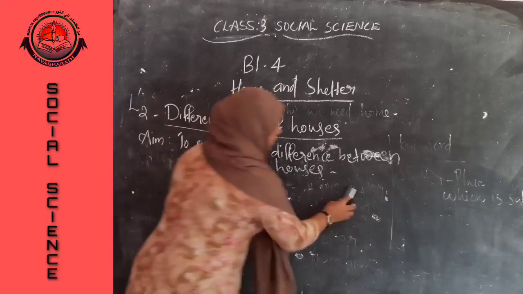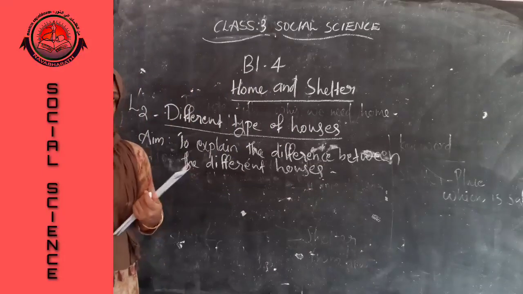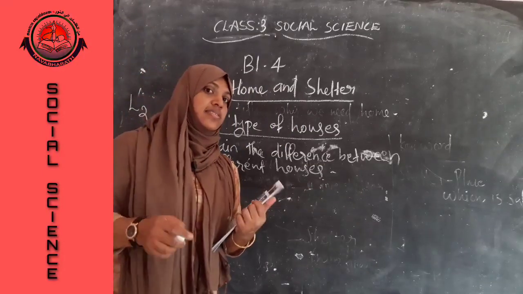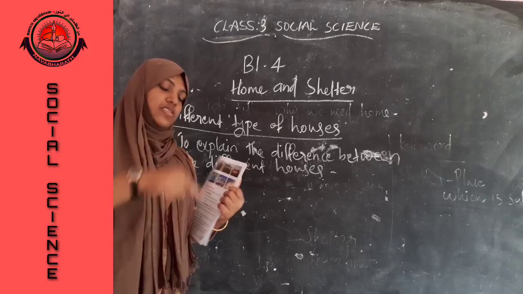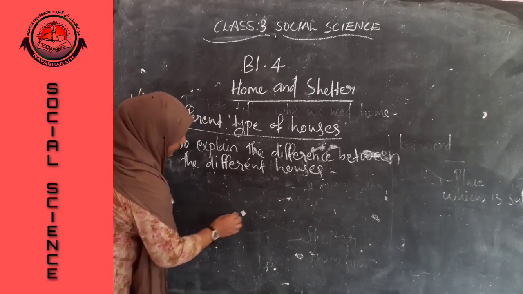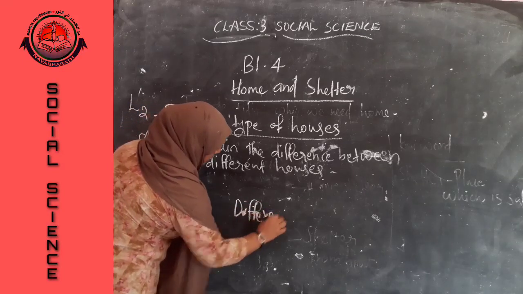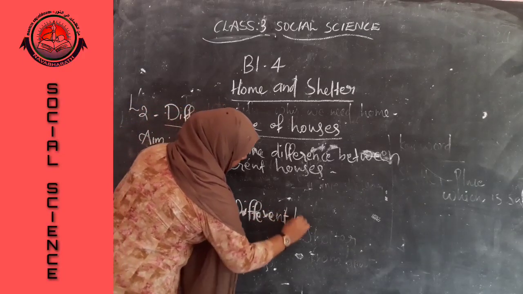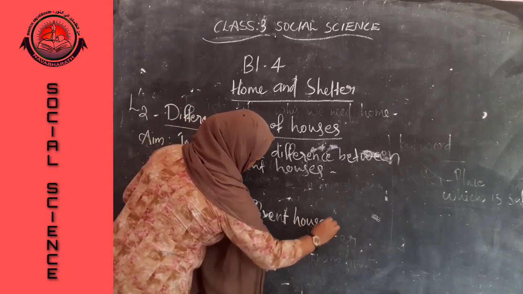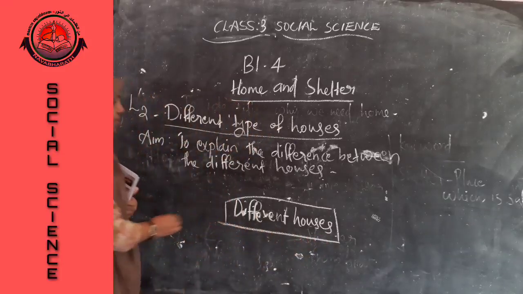All of you look at the picture and say the answer, okay? Look at the picture carefully, then say the answer. What are the different types of houses you can see on it? Different houses. What are the different types of houses?